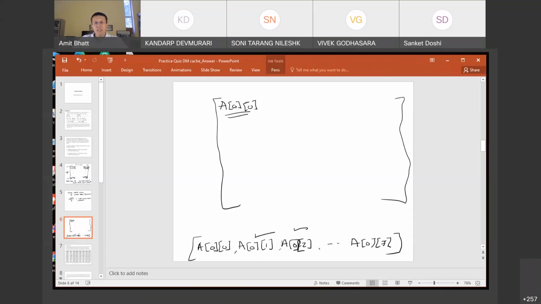I need the first element. So for the first element, there was a miss, right? A00 was not there. So my processor got a miss. But for the next 7 elements, what will I get? All hits, right? Yes, sir.